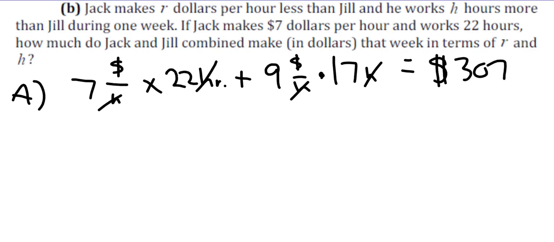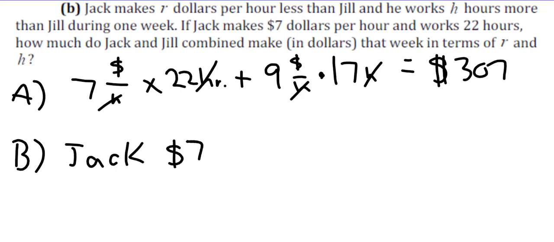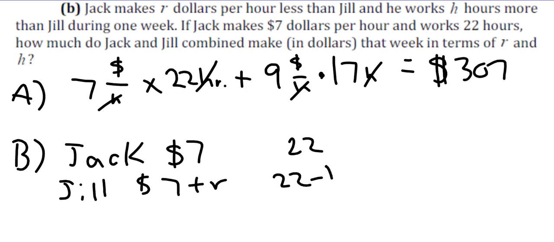Since Jack makes $7 an hour and works 22 hours, we can conclude that Jill makes what? 7 plus R, right? So let's put our B down here. Let me try to organize this. Jack makes $7 an hour, so that means Jill makes what? What did we just say? 7 plus R, because she makes R more dollars an hour. Jack's going to work 22 hours, but if Jill works H hours less, her hours would be 22 minus H, right?